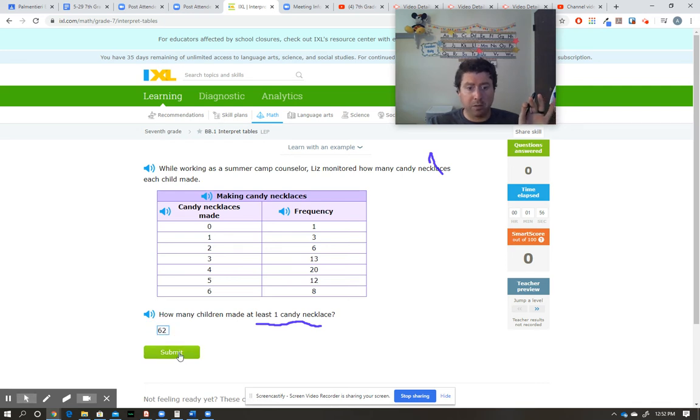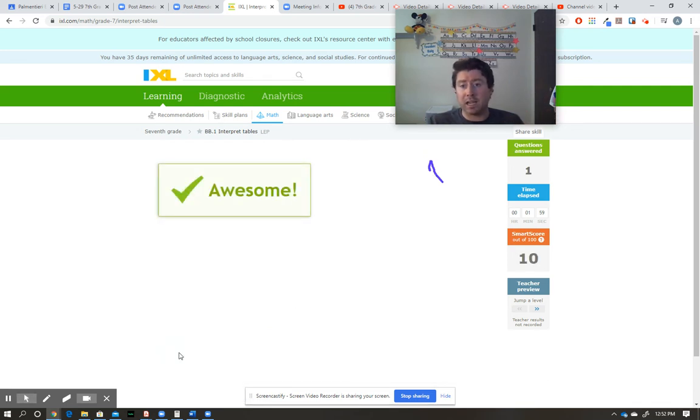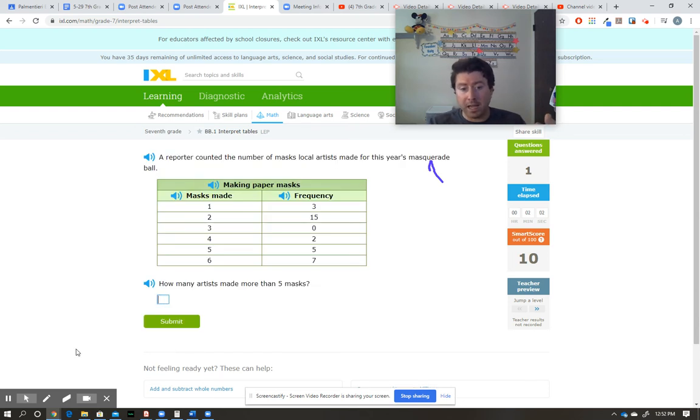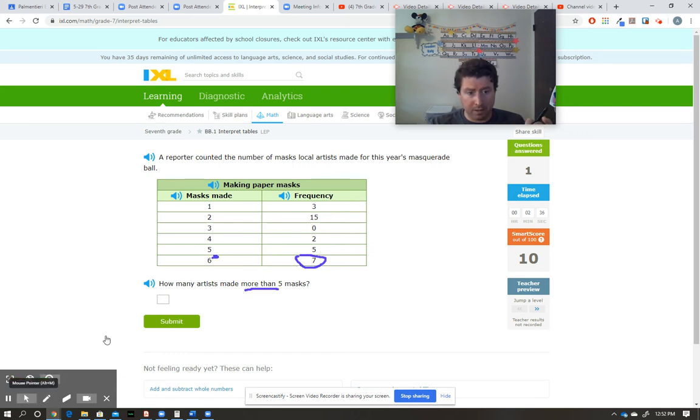The hardest part is deciphering how to read things like at least or more than. Here's one that's more than. A reporter counted the number of masks local artists made for this year's masquerade ball. How many artists made more than 5 masks? It has to be more than 5. It can't be 5 or less. So only 7 made more than 5, because more than 5 would be 6. Our answer would be 7.